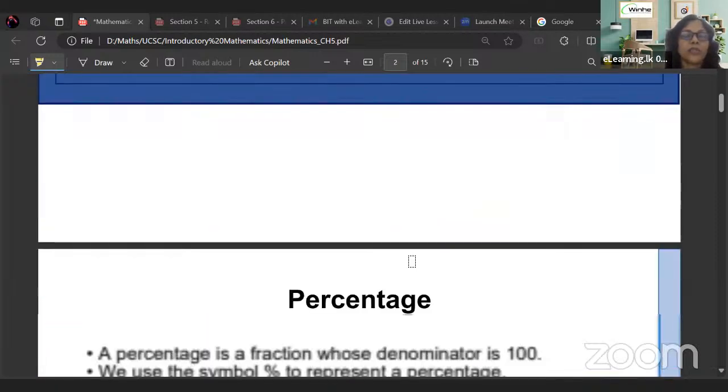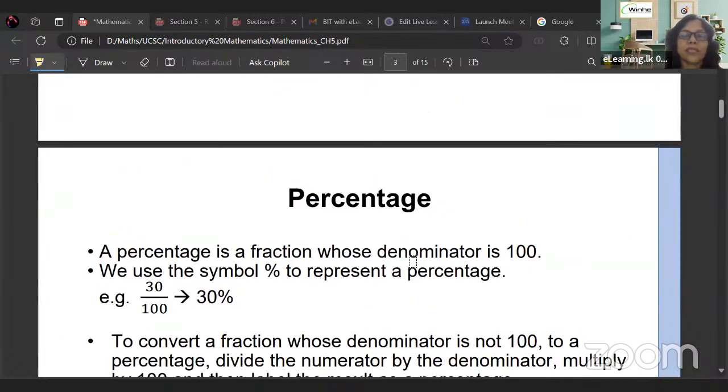Normally we represent it as a fraction, or else with the percentage symbol. The percentage symbol is like this, which is in yellow color. We represent percentages with respect to 100, or else we represent it as a ratio with a denominator of 100.